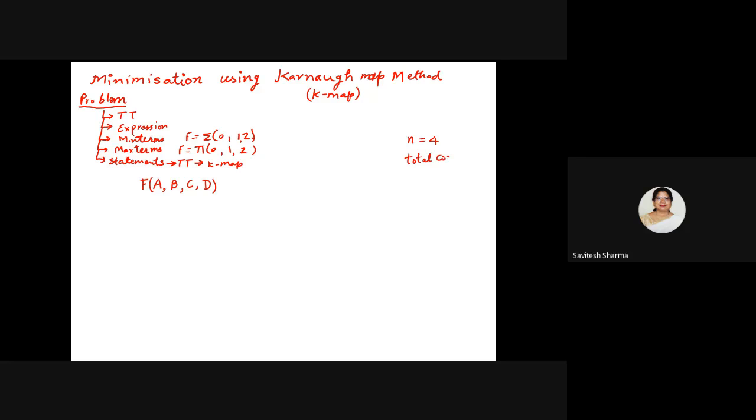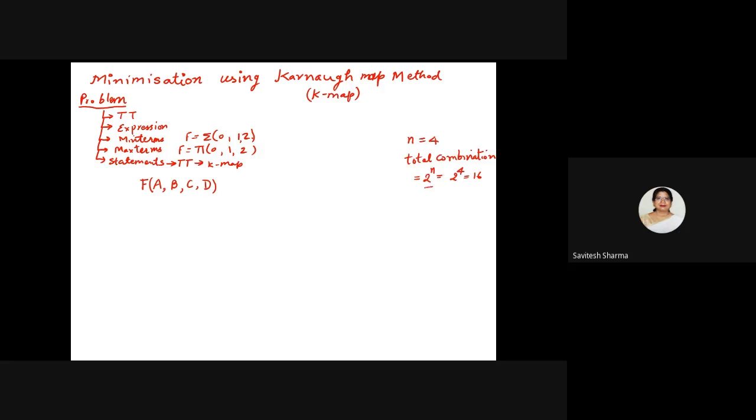Total combinations. These are the small questions you may have in interviews, that if you have 4 variables, then tell me the total combinations. Please don't get confused, and for explanation we will tell the formula. So if you directly say 16, you should also have the explanation of how you are saying 16. So this is the formula.